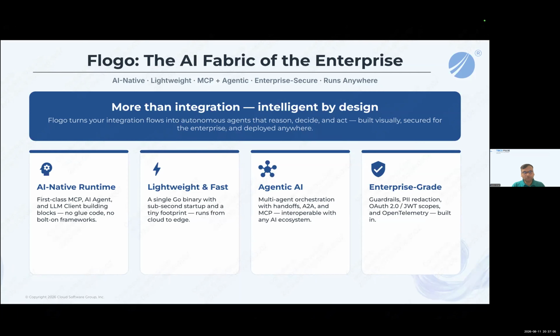So in short, Flogo turns your integration flows into autonomous agents that reason, decide, and act. And you can visually build using a simple drag and drop interface in VS Code, and you can just build once and deploy it anywhere.